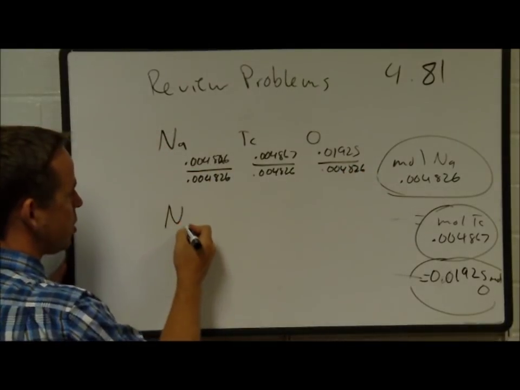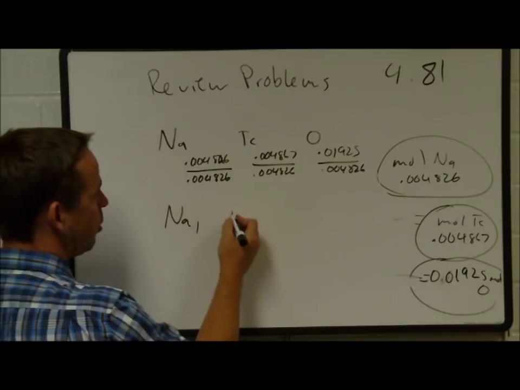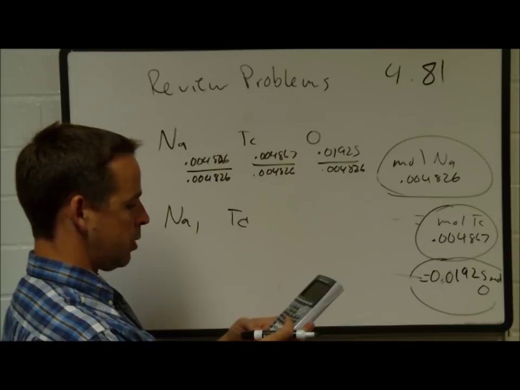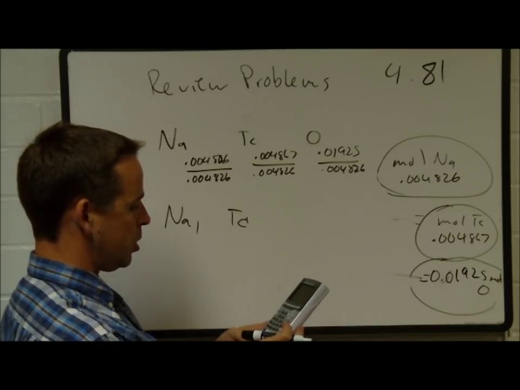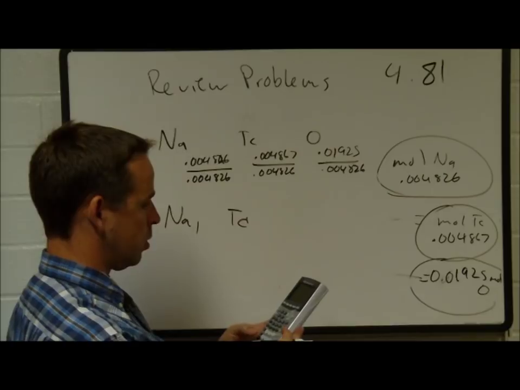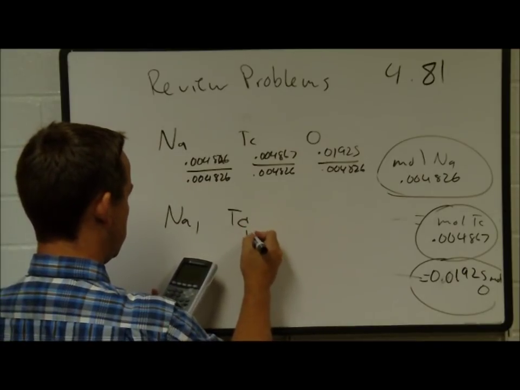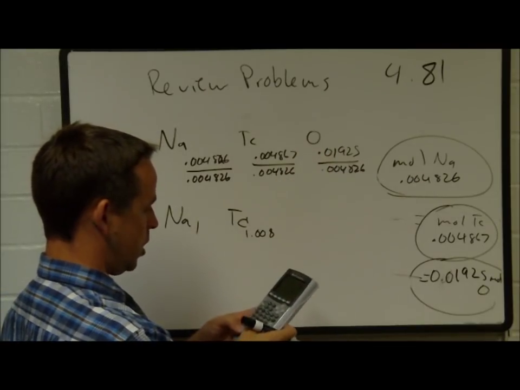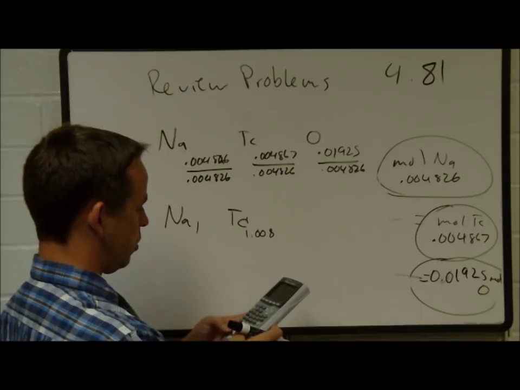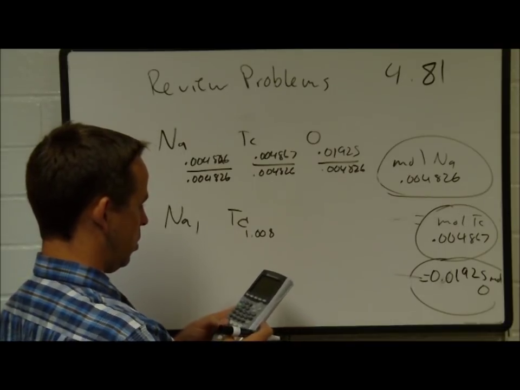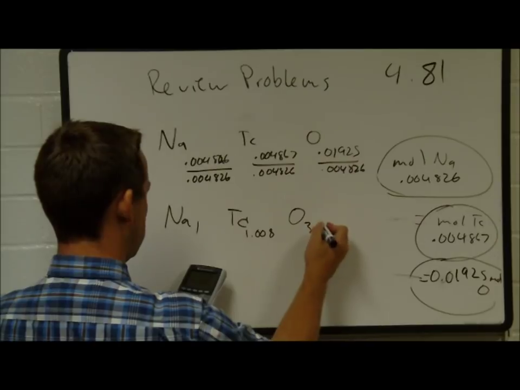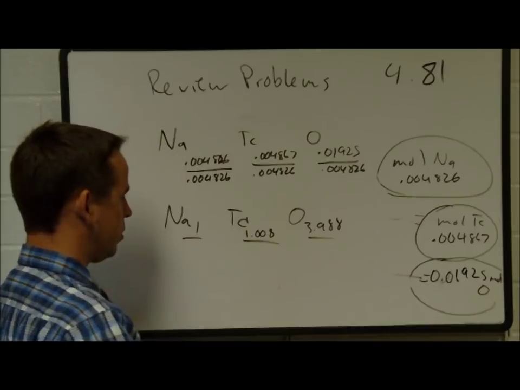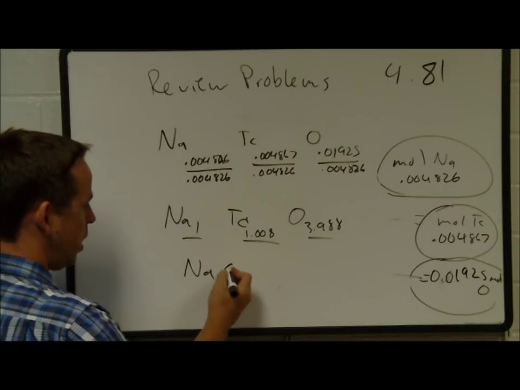What that does is it makes our sodium have number 1, and technetium 0.004867 divided by 0.004826, so that's 1.008. Oxygen 0.01925 divided by 0.004826, and that's 3.988. So now we can see that that's 1, and that one's close to 4. So it looks like the formula is NaTcO4.